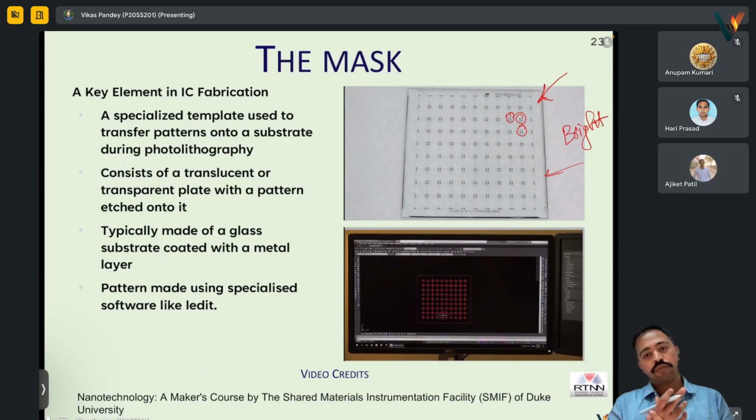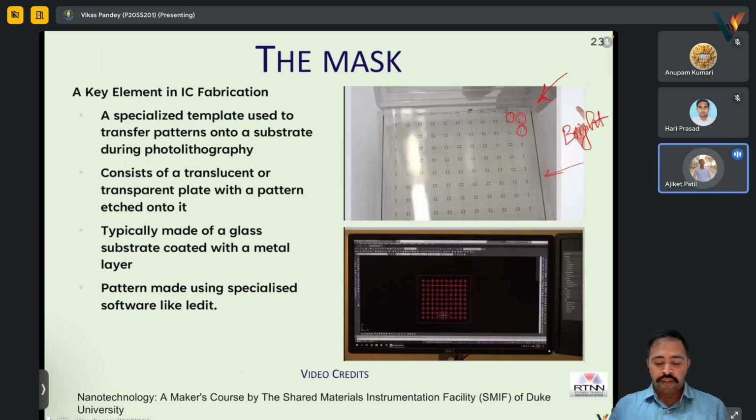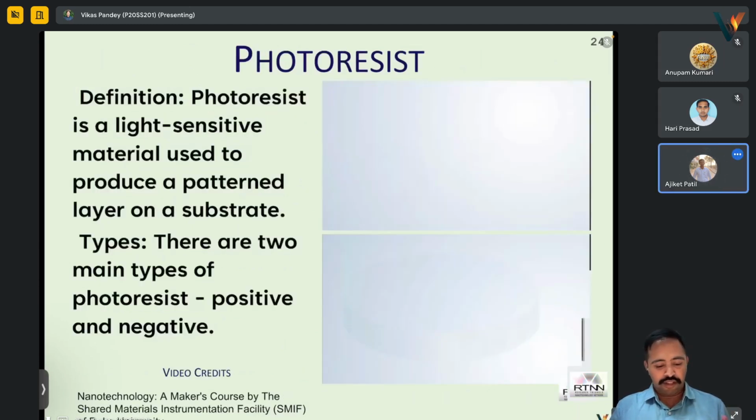That's why I kept these videos. Taking a video of the lithography room is very difficult, so I referred to some of the videos that were available on the internet, because taking a video in a yellow room might destroy our samples. That is why I preferred this. Yes, these are useful. Thank you. Okay, so next is a photoresist.